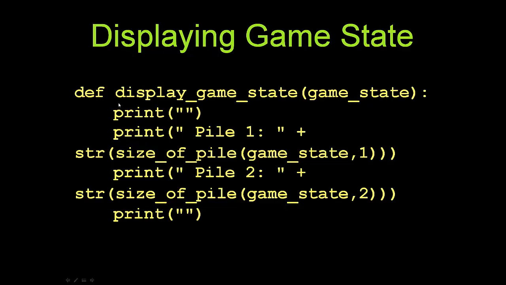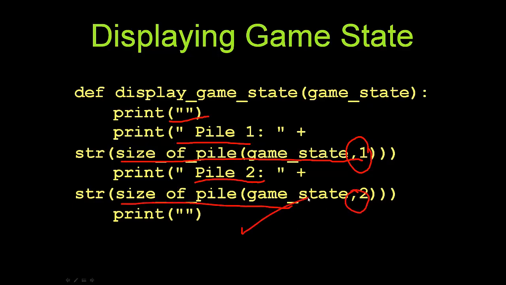So first is displaying the game state. It's very simple. You have a new line. Pile 1 is, you get the size of pile 1. Pile 2 is the size of pile 2. Okay, so 2 piles, and then this is done.